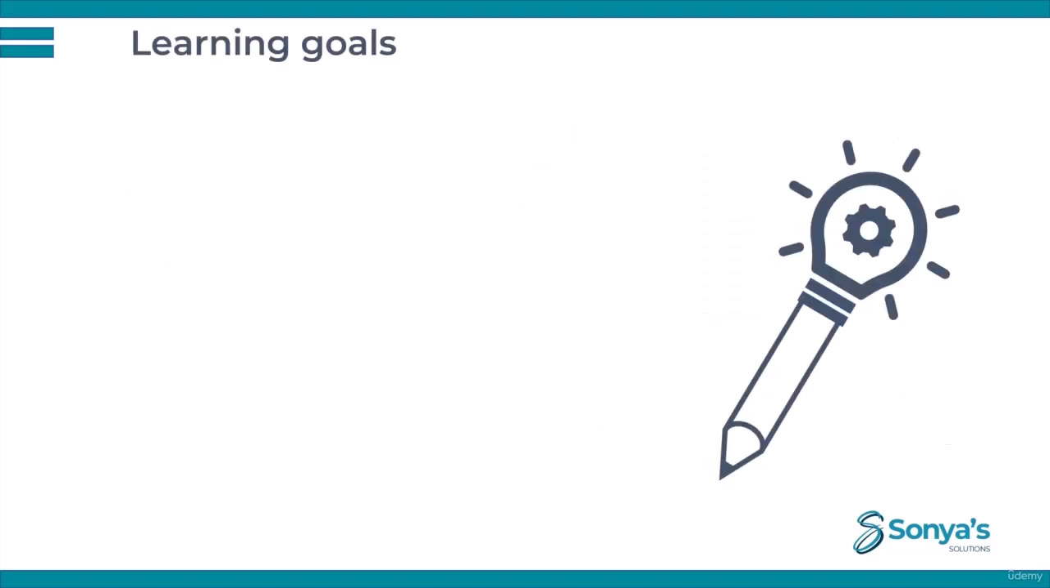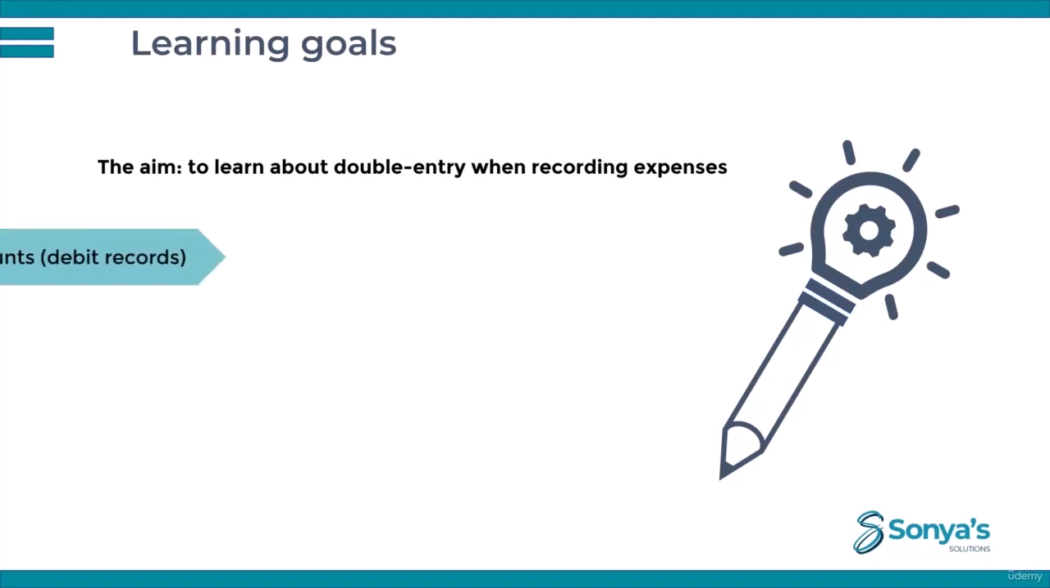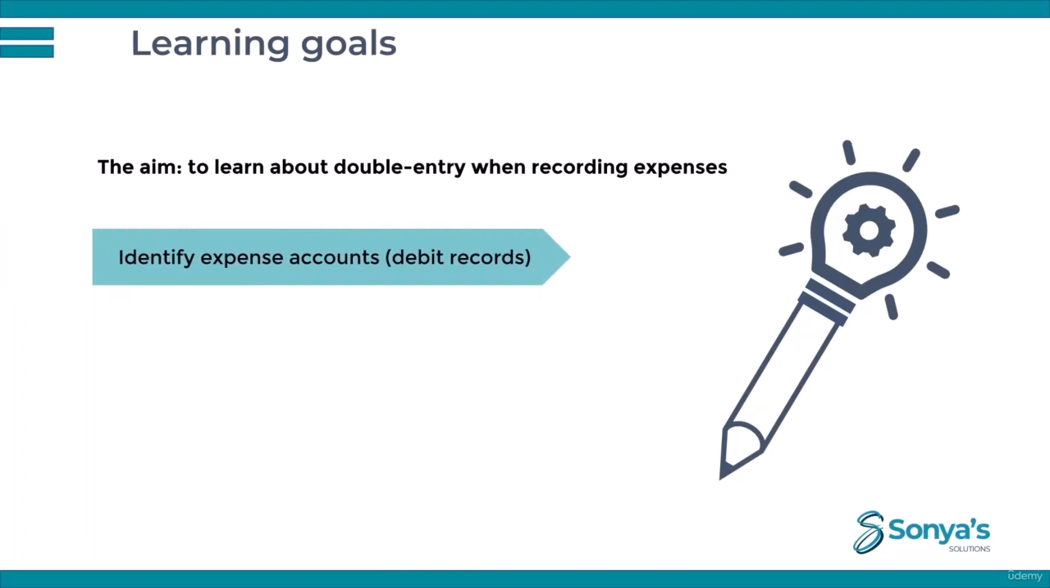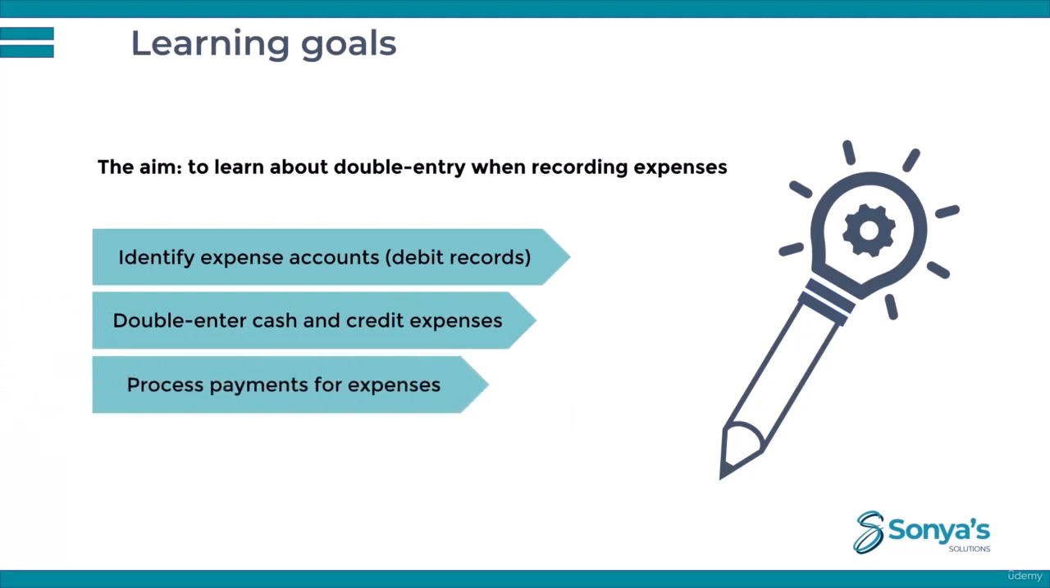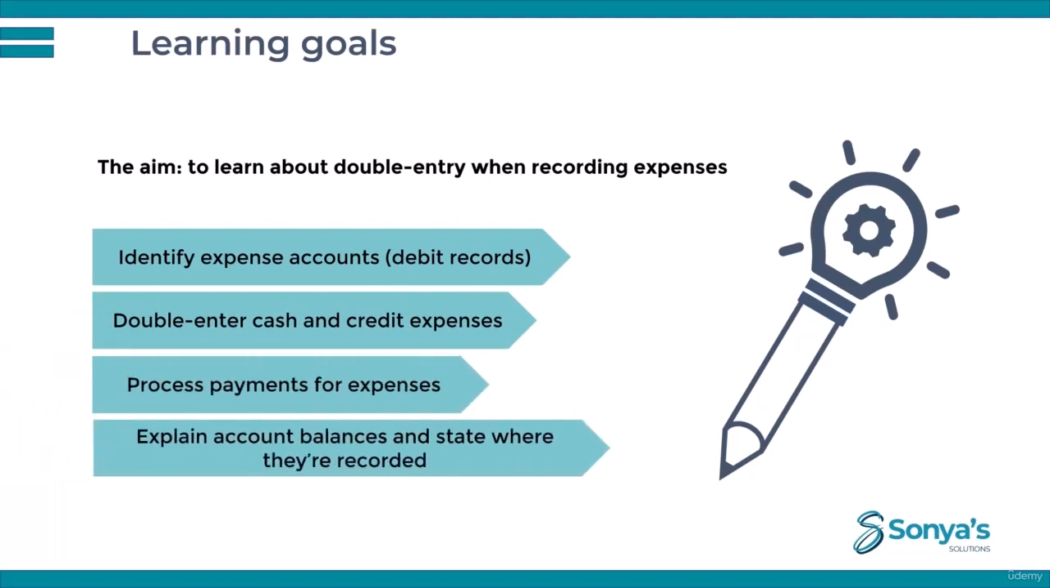Welcome back. In this lesson, the aim is to learn about how expenses are recorded in a double entry bookkeeping system. You need to be able to identify expenses, double enter cash and credit expenses, process payments for expenses on credit, calculate and explain account balances, and state where they'll be recorded.